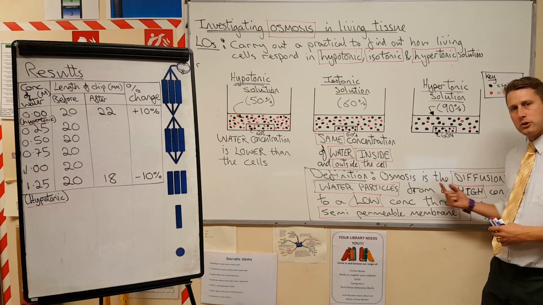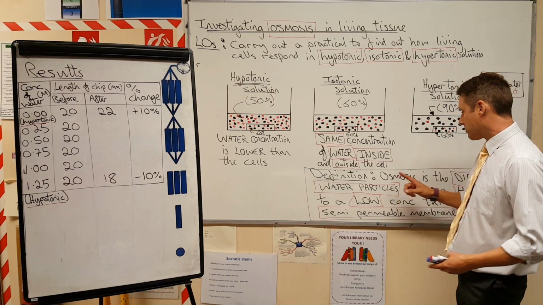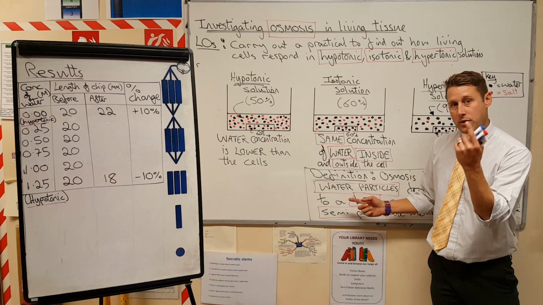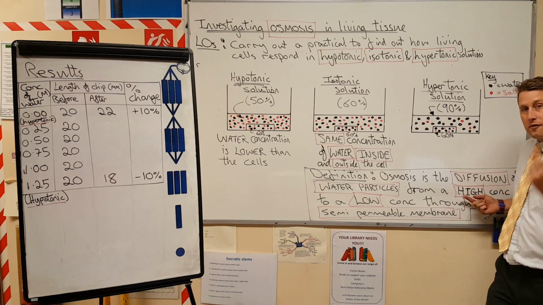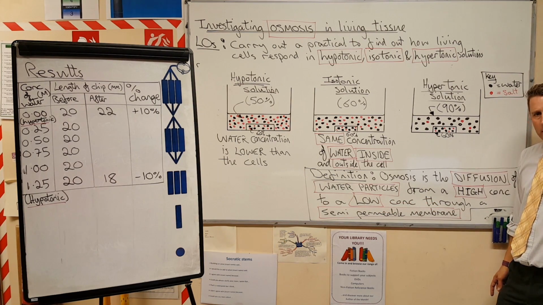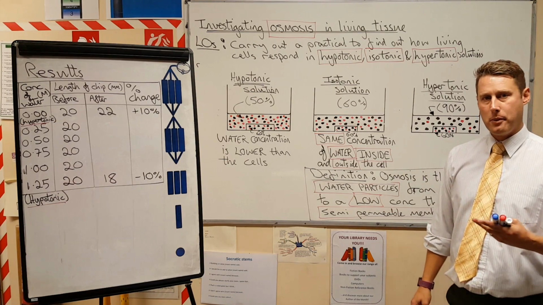Today we learned about osmosis being basically the same thing. It is diffusion, but it's diffusion specifically of water particles. That's worth 1 mark. Diffusion of water particles. It's worth mentioning that that's from a high concentration to a low concentration for a 2nd mark, and also that has to be across a semi-permeable membrane.